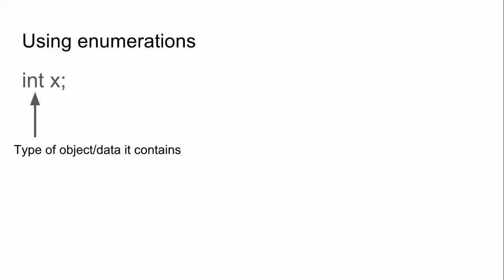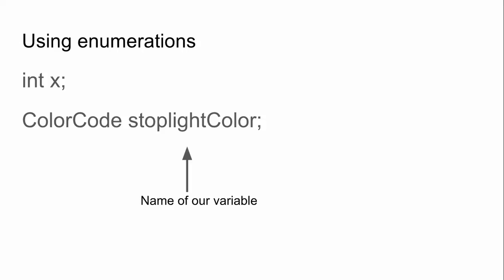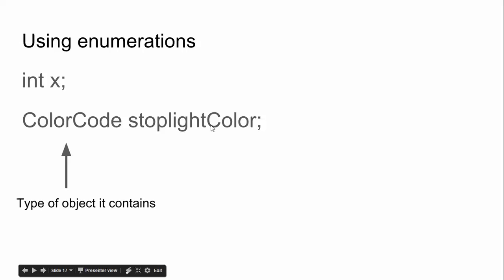I'm going to need a name. What do I want to call this thing? Is this stoplight 1's color? Is it stoplight 2's color? So I'm going to make a variable here, and I'm going to call it stoplight color, maybe because I only have one stoplight in my project. And then I'm going to say what type of data this thing holds, and it holds a color code. Remember, this was the name of our list. This is the name of our enumeration. So we've now actually gone and made one of these things. Now we have a variable that points to or contains one of our color codes.